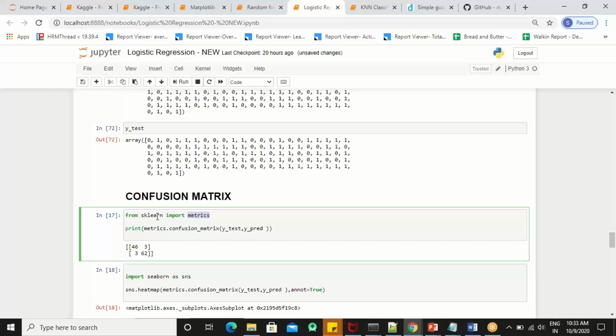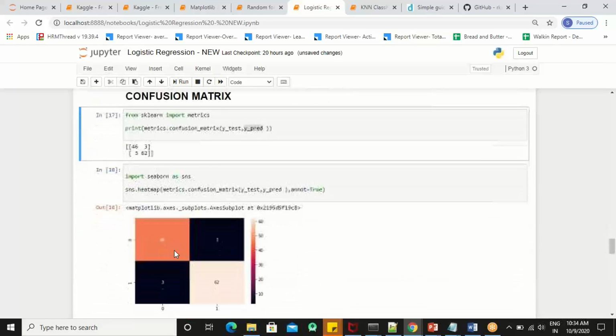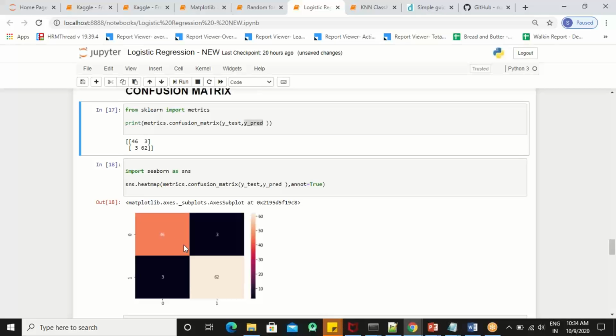So this metric package, right? In sklearn, you have a metric package that can be used for linear regression or logistic regression, anything. So you have a confusion matrix function to which you pass your actual data and the predicted data, and this is what your confusion matrix is. First of all, this confusion matrix is not that intuitive. So what we do, we want to convert it into this format, right?